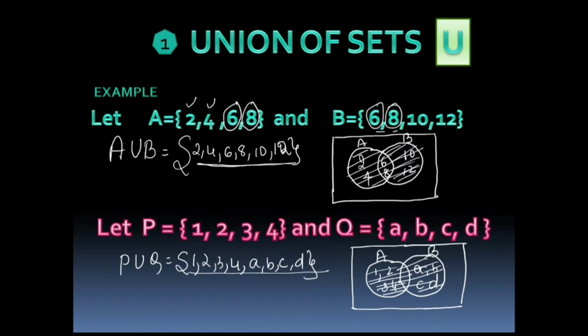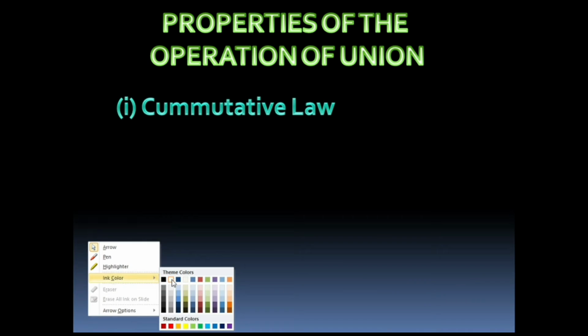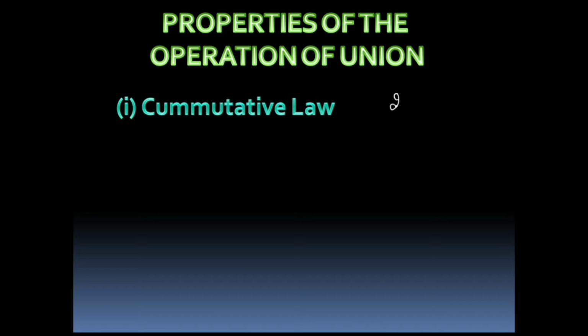Now we'll see a few properties of unions. First one, commutative property. Commutative property is the same as if you have 2 plus 3 equal to 3 plus 2. Right, you learned this commutative property of addition. Same way here, A union B will be equal to B union A. Done, children? We will be working this out in the exercise.